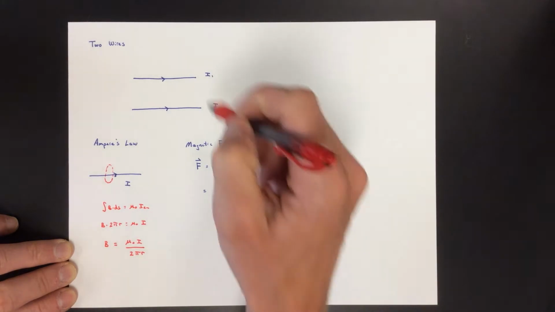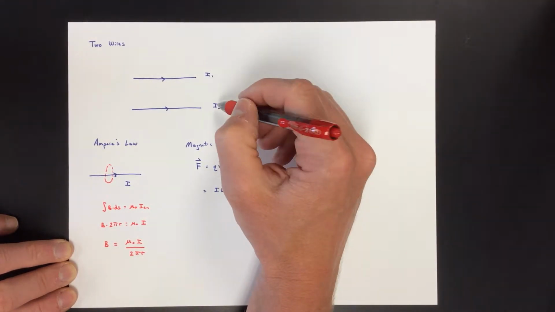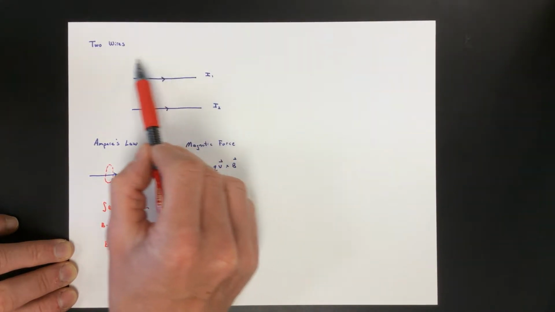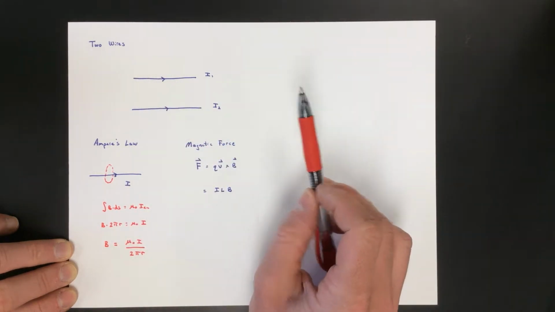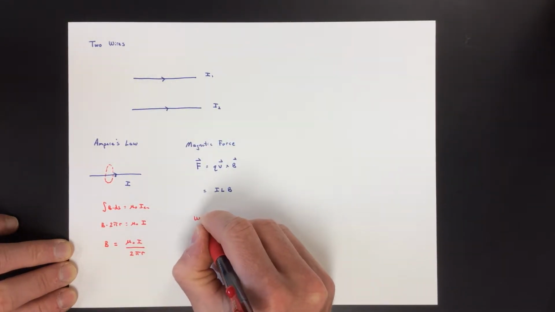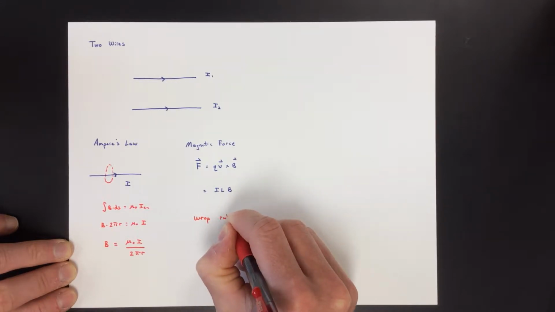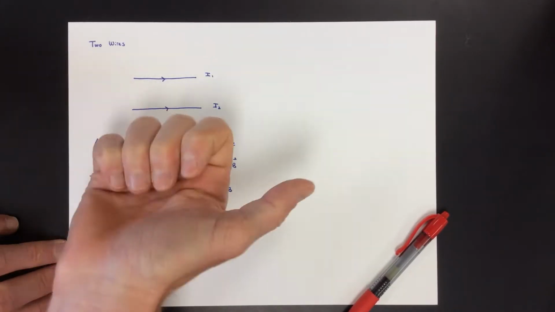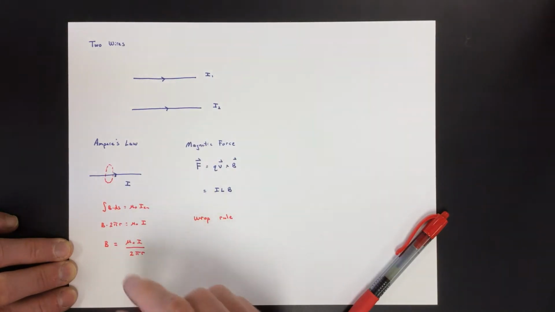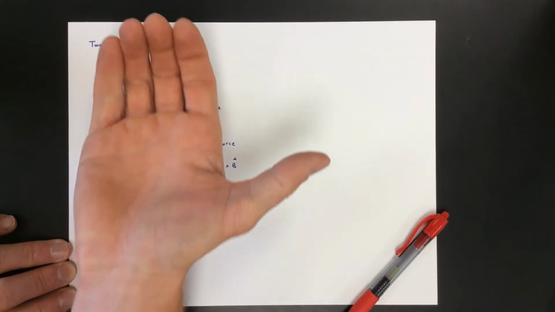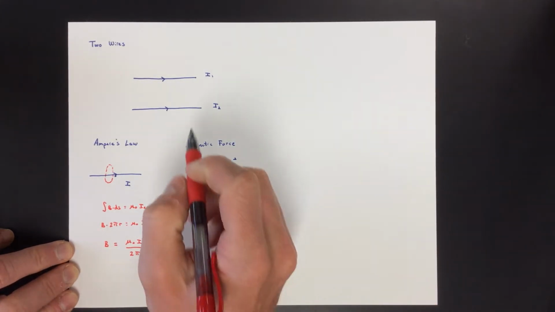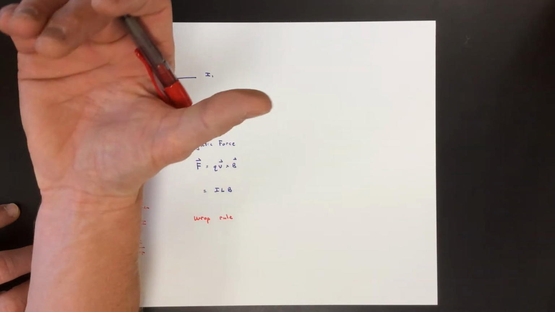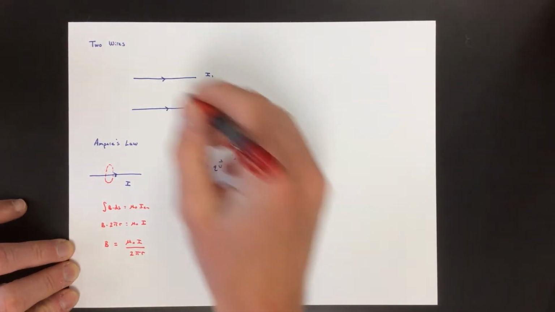So let's look at I1. What does I2 do? Well, I2 creates a magnetic field, and that magnetic field is going to do something to I1. Let's use the wrap rule. We point our thumb in the direction of the current for I2, and then our fingers wrap around. The creation of this magnetic field is circular. So the magnetic field created by I2 is going to be coming out of the page above, and then into the page below. So it's coming at us up here.